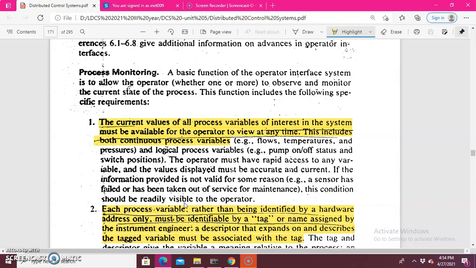The operator has to view it at all times. So it is like a continuous process.